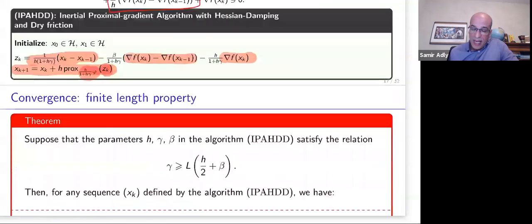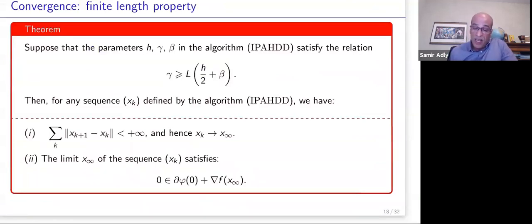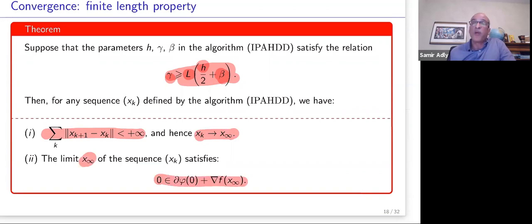So this first theorem says that if you tune your parameters very well, where gamma is the viscous damping, L the Lipschitz constant of the gradient, h the step size, and beta the constant linked to the geometrical damping, which is driven by the Hessian, then we'll also have the finite length property. It means convergence in the strong topology. And of course, the limit will satisfy the equilibrium equation, the stationary equation that we have here, okay?